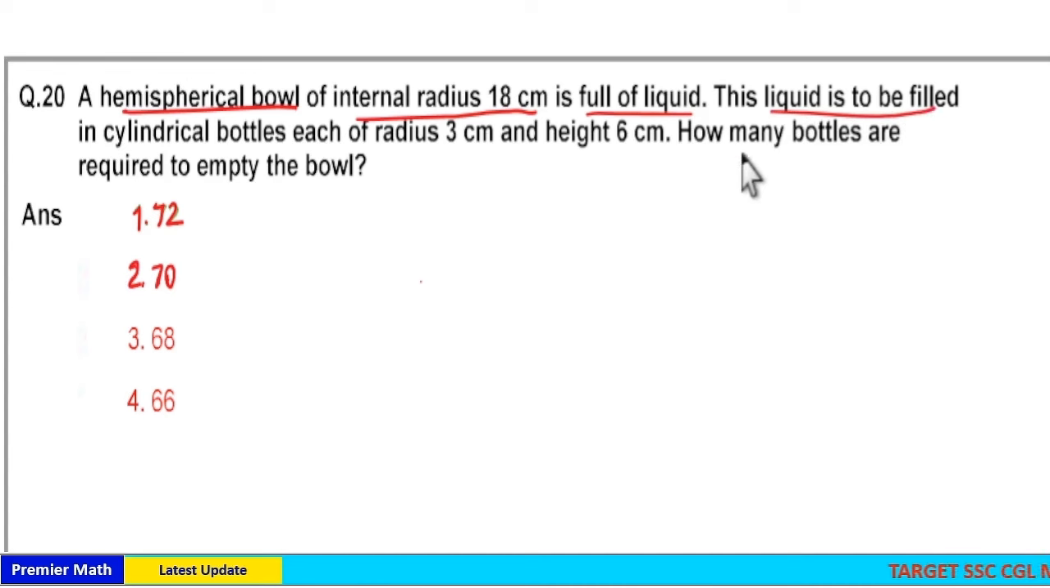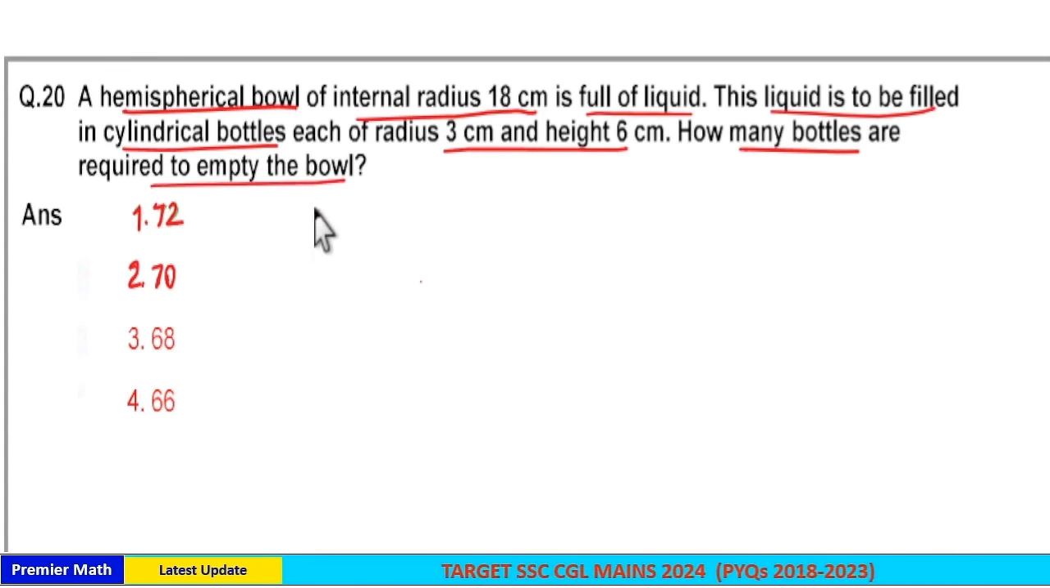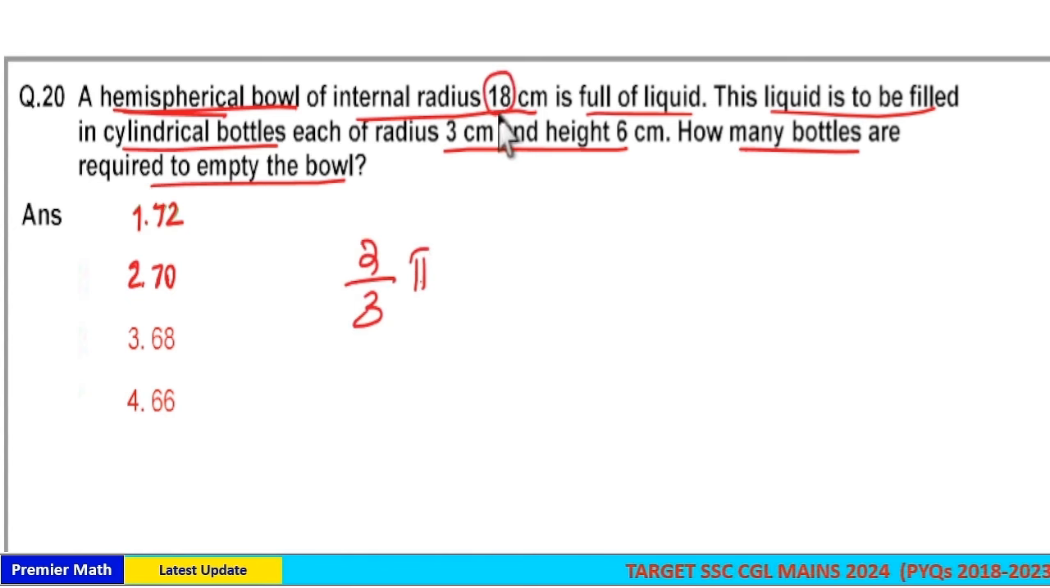A hemispherical bowl of internal radius of 18 cm is full of liquid. This liquid is to be filled in cylindrical bottles each of radius 3 cm and height 6 cm. How many bottles are required to empty the bowl? In each case, volume should be equal. That is, here the volume of the hemispherical bowl means 2 by 3 pi r cube. So here r is equal to 18. 18 into 18 into 18. Now, this is the volume of total water.